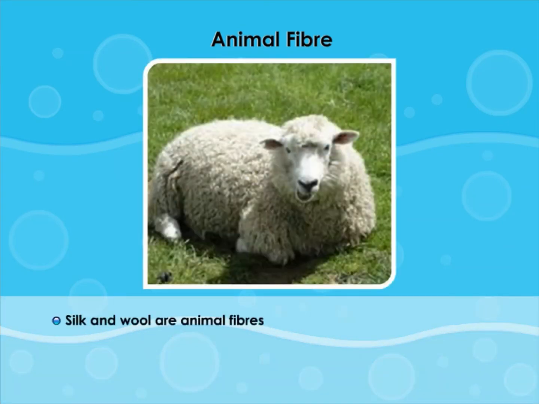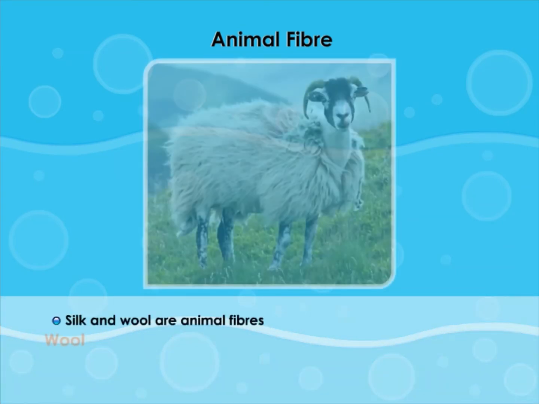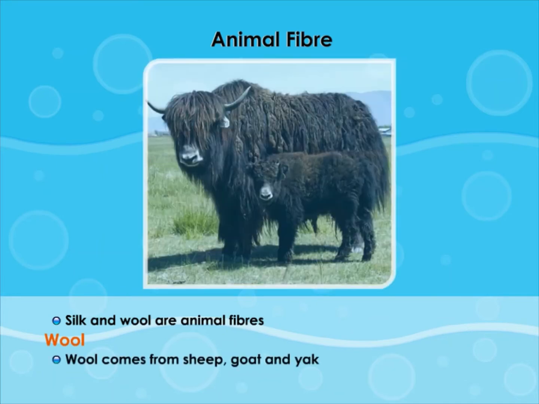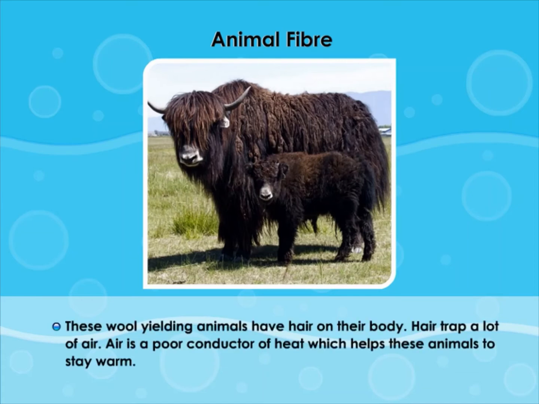Animal fiber. Silk and wool are animal fibers. Wool. Wool comes from sheep, goat, and yak. These wool-yielding animals have hair on their body. Hair traps a lot of air. Air is a poor conductor of heat, which helps these animals to stay warm.